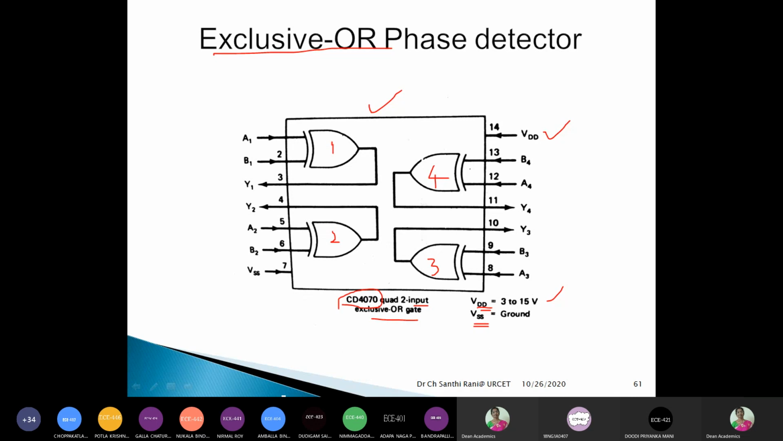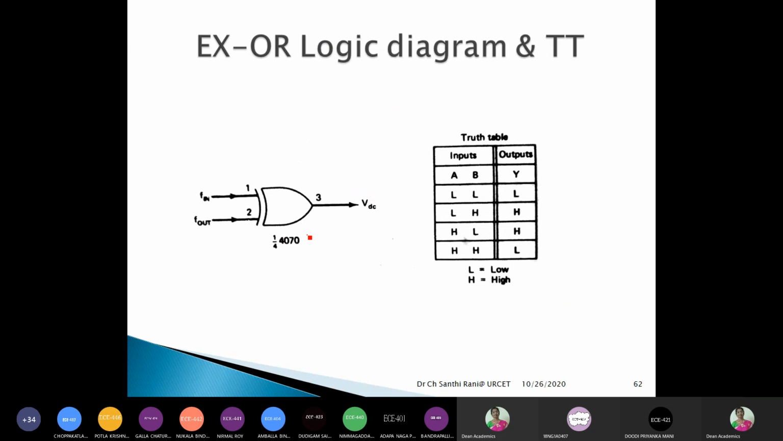Okay, so this is an exclusive OR gate. Now, all are identical gates. Therefore, let us take one gate. Out of 4 gates, we are taking one. That is 1/4 of 4070. That means 4070 is a quad 2 input exclusive OR gate. Out of 4, we are drawing one exclusive OR gate here. That's all, right? So what are the inputs to the exclusive OR gate? F in and F out, that means the output of the voltage control oscillator. So we are talking about the detector only. The detector is comparing the input frequency with the output frequency of the voltage control oscillator. So these two are applied to the exclusive OR gate. Then what is the output that we get?